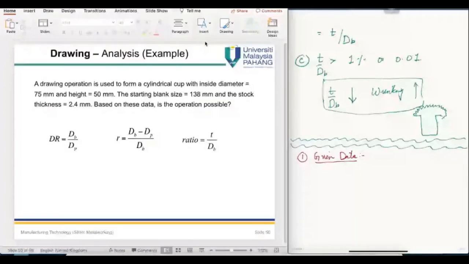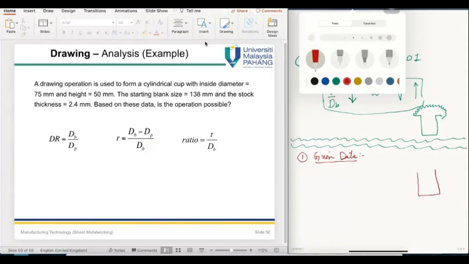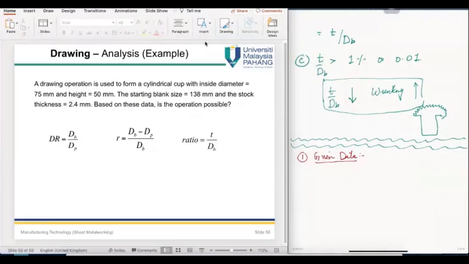So let's take a look at this numerical. A drawing operation is used to form a cylindrical cup with inside diameter equal to 75 millimeter and a height of 50 millimeter. So they are going to form a cylindrical cup. Okay, so let's draw a cylindrical cup. So this is my cylindrical cup with an inside diameter of 75 mm and a height of 50 millimeters.